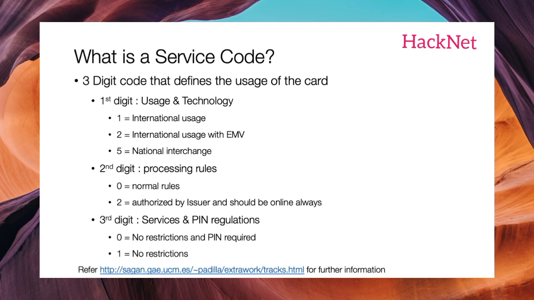The first digit of the service code defines the usage and the technology. As you can see, if it is 1, then it can be used internationally. If it is 2, it can be used internationally and it is a chip card. The second digit identifies the processing route. As you can see, if it is 2, then it has to be authorized by the issuer and the transaction should always be online. And the third digit covers the type of transactions that can be done using the card. So 1 means every kind of transaction can be performed.